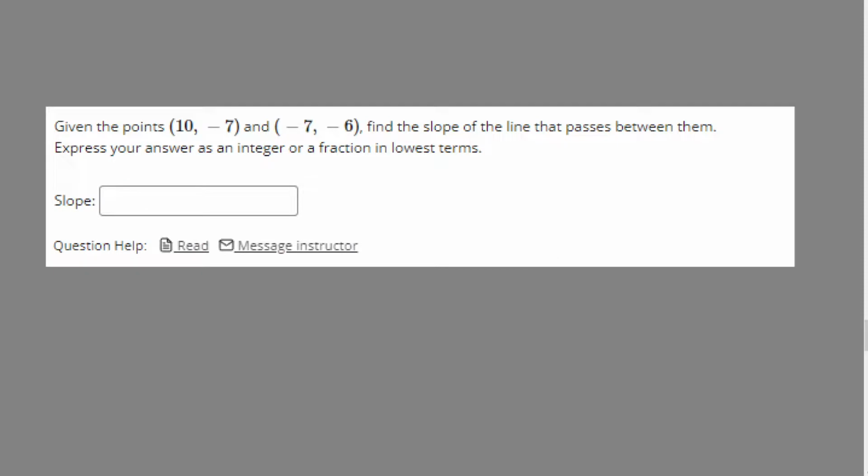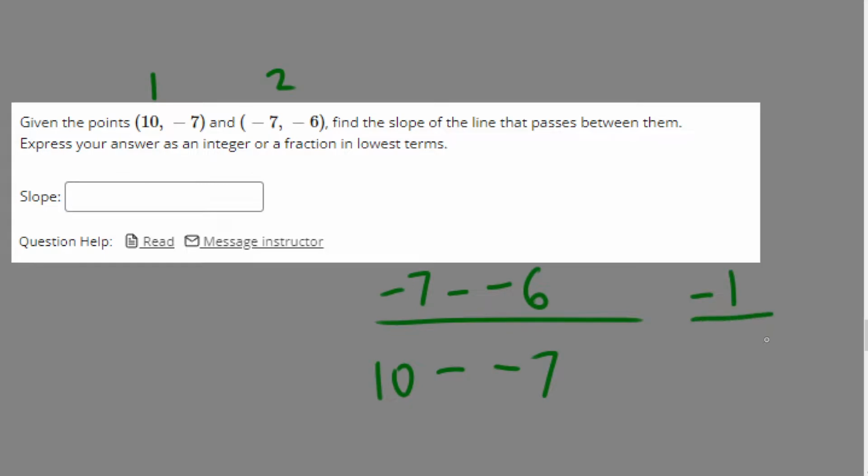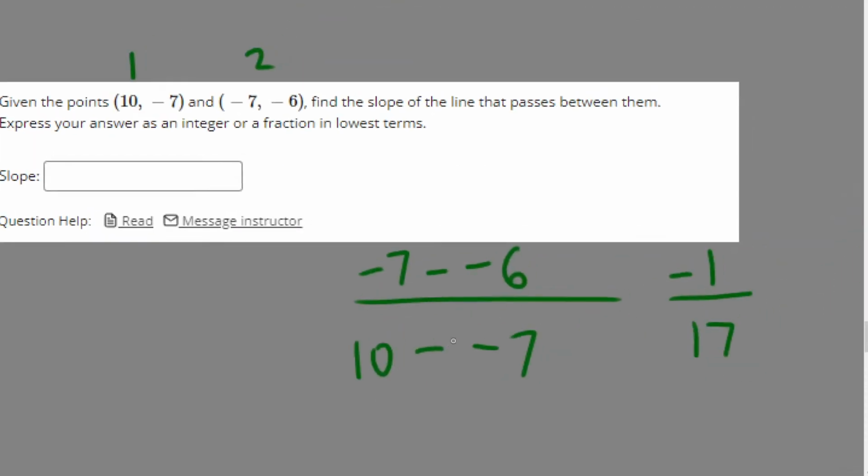This one says, given the points (10, negative 7) and (negative 7, negative 6), find the slope of the line that passes between them. So basically, we're going to be using the equation here. We'll say this is 1 and this is 2. y1, so negative 7 minus negative 6, and then 10 minus negative 7. That gives you negative 1 over 17, which is crazy. Okay, it's crazy, but it's actually correct. It's kind of weird when you get crazy fractions like this, and it makes me doubt things. I don't know if it's the same for you, but negative 1 over 17 would be our slope in this case.